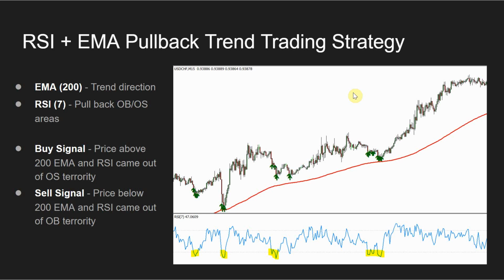And a sell signal is the complete opposite, when price is below the 200 EMA and when the RSI comes out of overbought territory. So traditionally, anything above the 70 level is considered overbought, and when it comes out of that, it will then give you a sell signal to go forward. So hopefully that makes sense in terms of what the strategy is all about.